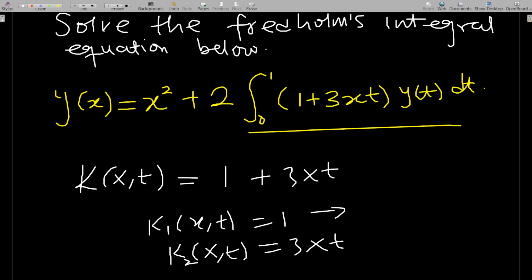This is indeed a function of x and t, because x here is to the power 0 and t here is to the power 0 as well. I hope you get this. Okay, so let's continue.